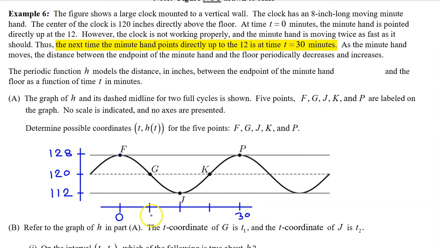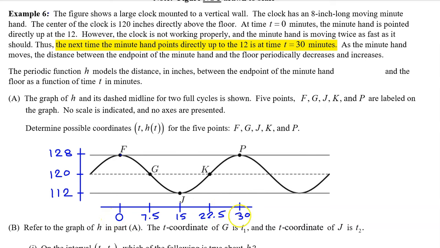We can figure out the remaining input values using common sense. Halfway between 0 and 30 is going to be 15, and half of that is going to be 7.5. So each one of these jumps is 7.5. Adding 7.5 to 15 gives us 22.5.